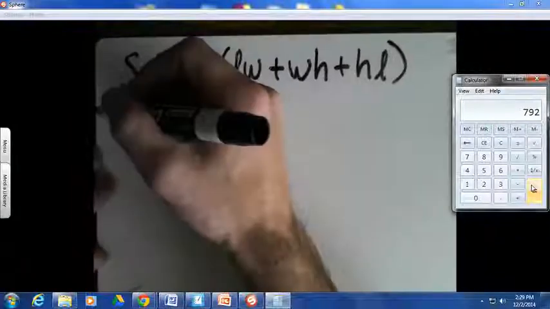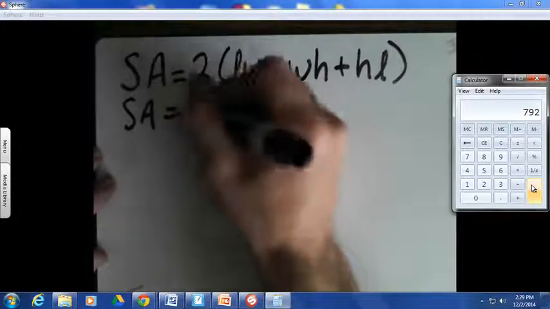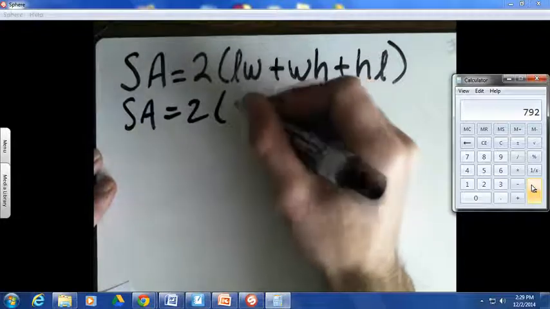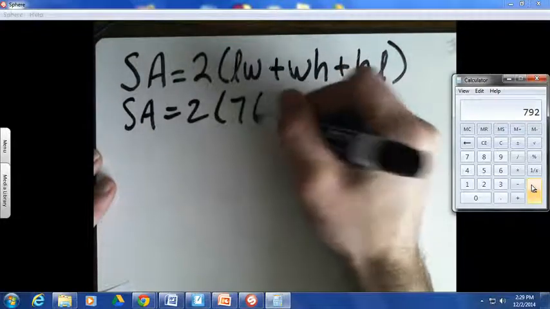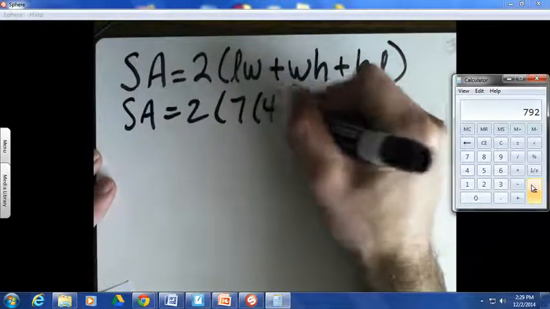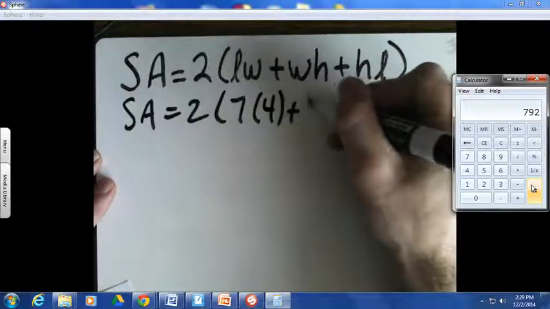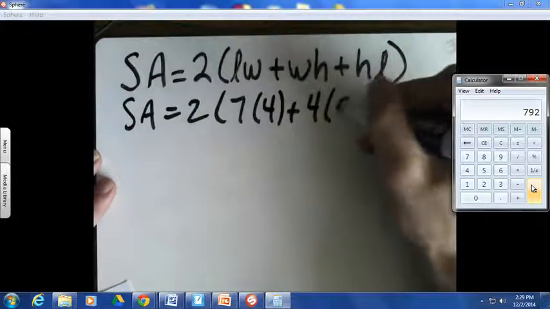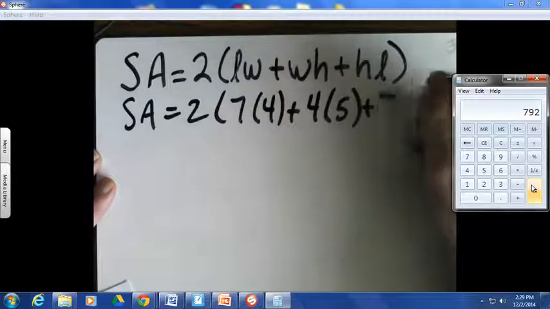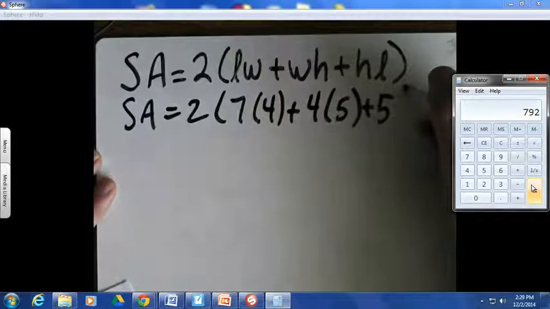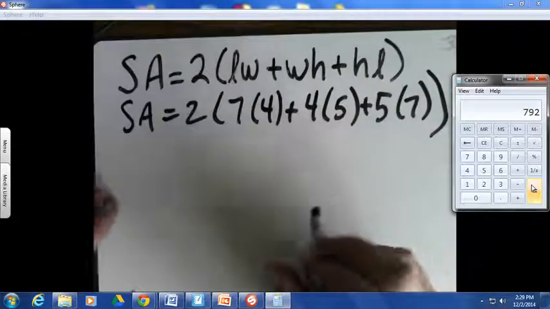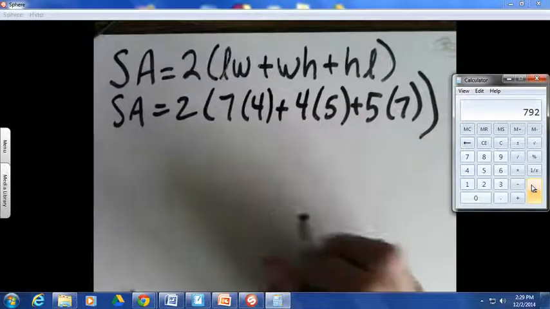Write the formula out. We substitute our numbers. So for length we have 7 times 4 the width plus 4 times the height, which is 5, plus 5 times 7. Alright, there's our substitution. Now it's time to solve.